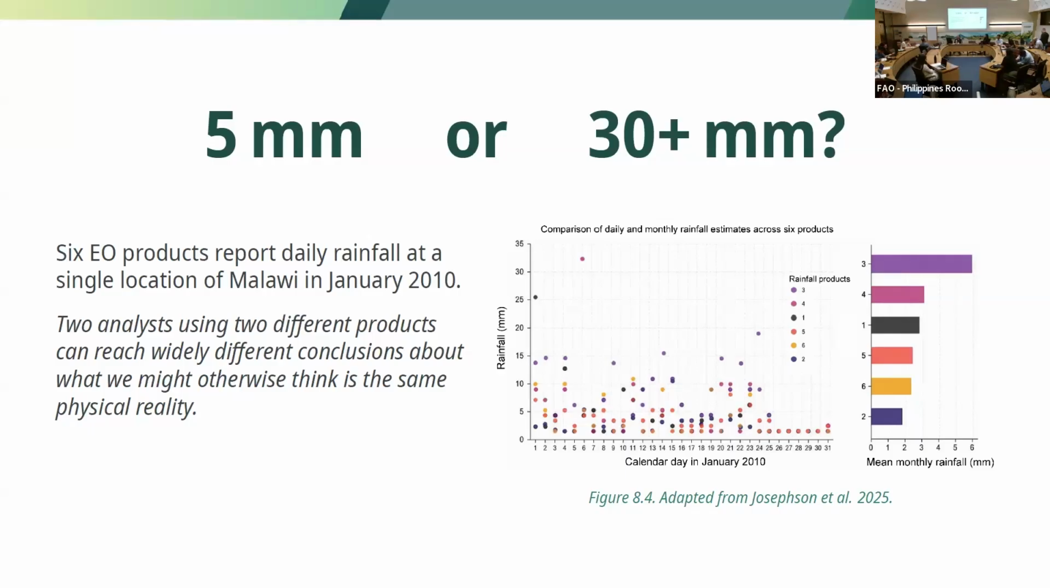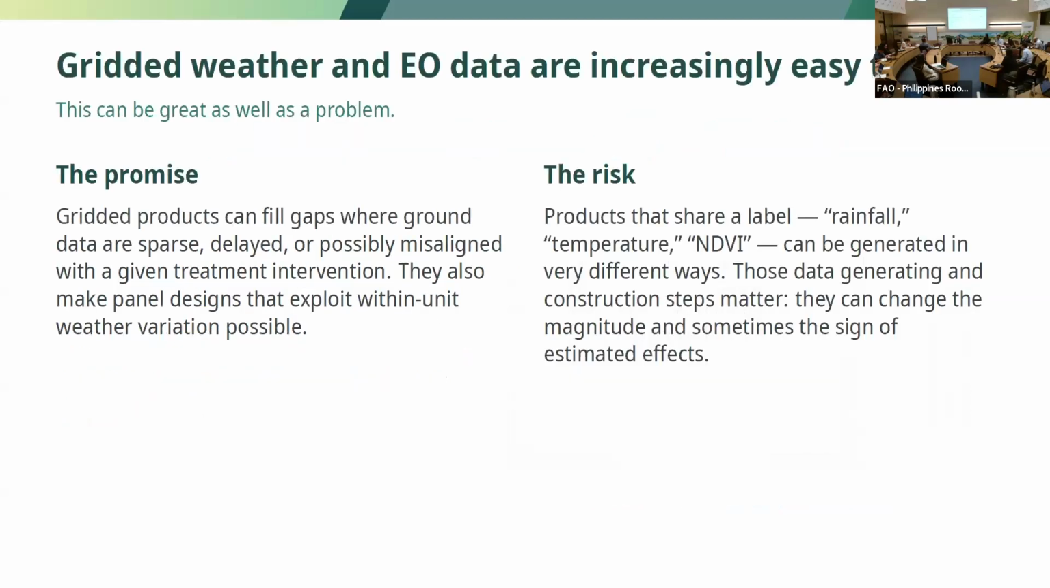You can also see, on the left-hand side, all of the daily observations of rainfall in millimeters. On the right-hand side, you see what your average monthly rainfall is, also in millimeters. And again, you can see a difference that's pretty remarkable, from 2 to 6 millimeters.